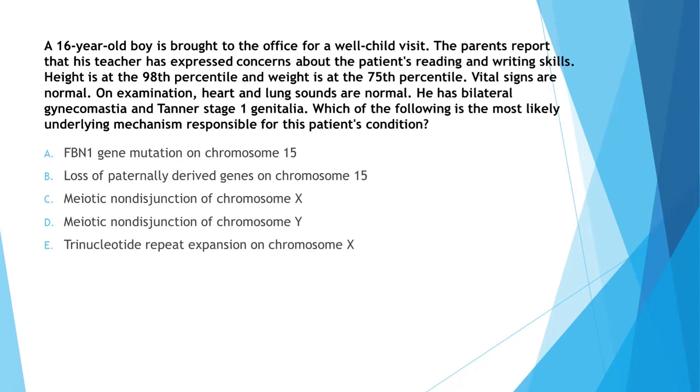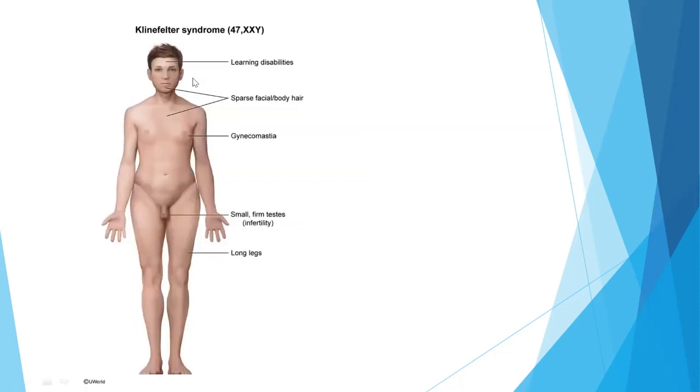FBN1 gene mutation in chromosome 15, loss of paternally derived genes in chromosome 15, meiotic non-disjunction of chromosome X, meiotic non-disjunction of chromosome Y, or trinucleotide repeat expansion of chromosome X. So talking about Klinefelter syndrome, the patient will have learning difficulties.